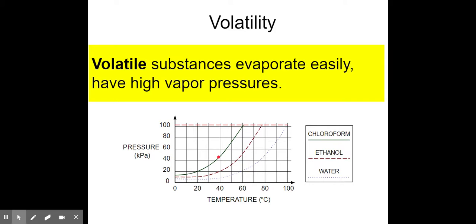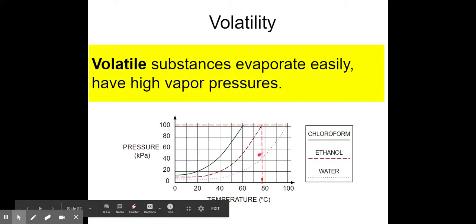So volatility and flammability are not related at all, but people think they are because gasoline is a common substance that people refer to. Gasoline will vaporize easily, so it has a high vapor pressure, and the gas vapors are also flammable. So here it's just going to populate the standard pressure or the normal boiling point.